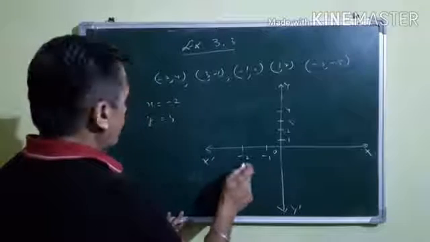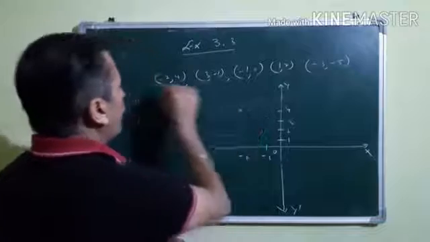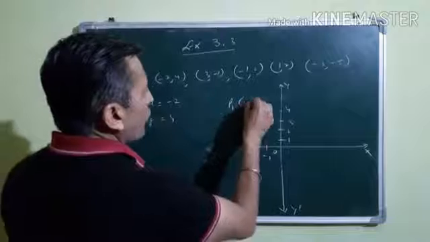Okay, you can use the graph paper for this. So x is equal to minus 2 and y is equal to 4. This is a 4. So this point is your first point. This is your P1, minus 2 comma 4.